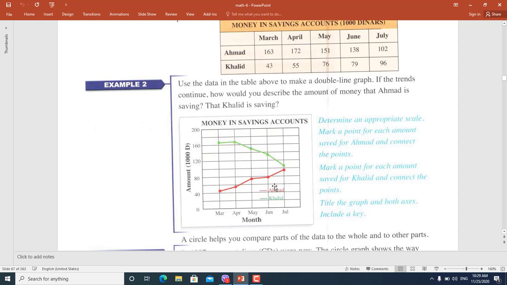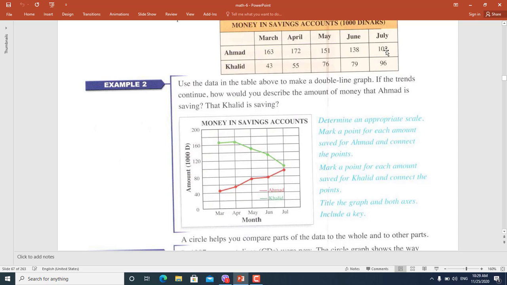Please students, this is a typing mistake. Just change the labels: the red is Khalid and the green is Ahmed. From March, Ahmed has 163. We look near 163 and put this point. After that, 172 for April, and we put the point at 172. In May it is 151, and after that June we have 138.